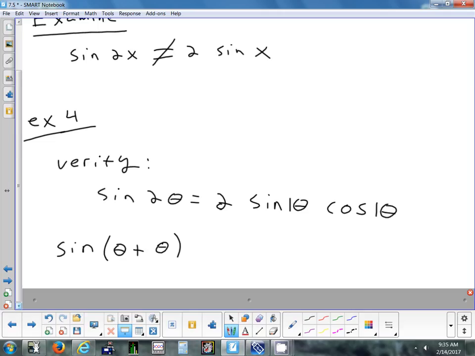Now look what we have on the left. We have sine of a sum. Let's go back and look up the formula for sine of a sum. Let's use the formula on this, and let's see if we somehow get what's on the right-hand side.